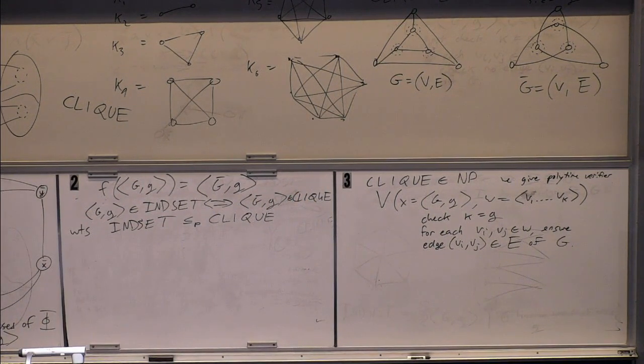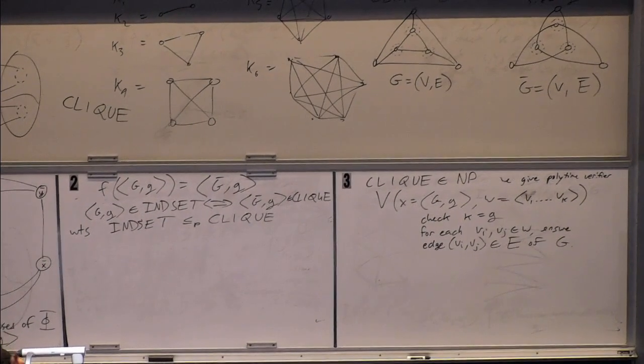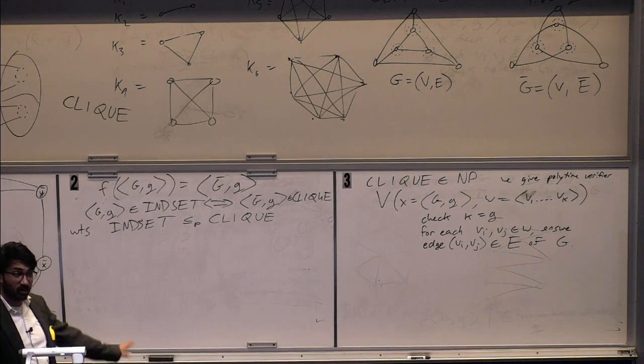So the reduction is never a solution. It's always a transformation. We're transforming a problem in independent set to a problem in clique. We want to show that the reduction will preserve correctness. Good goes to good, bad goes to bad. Any questions on how the reduction works here?